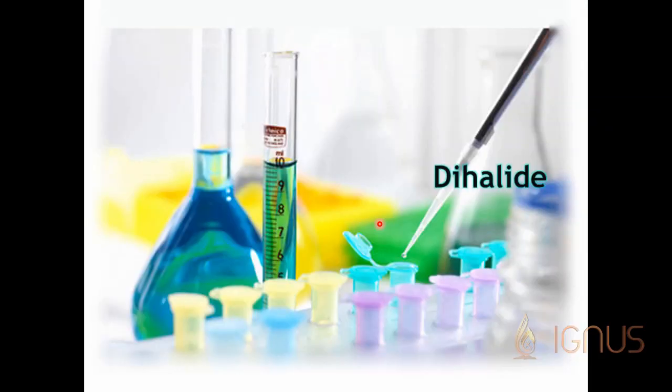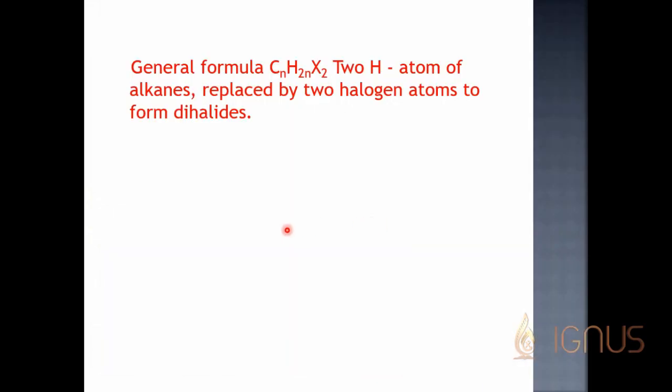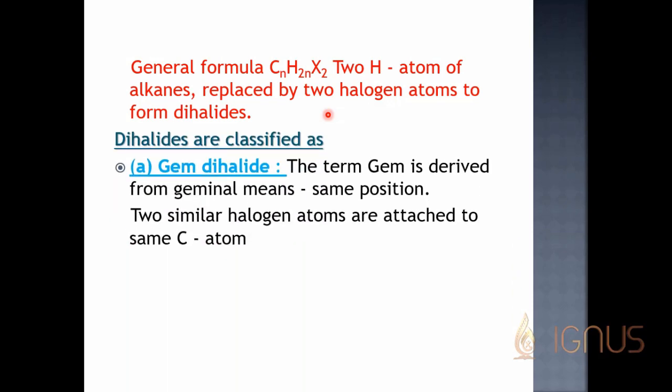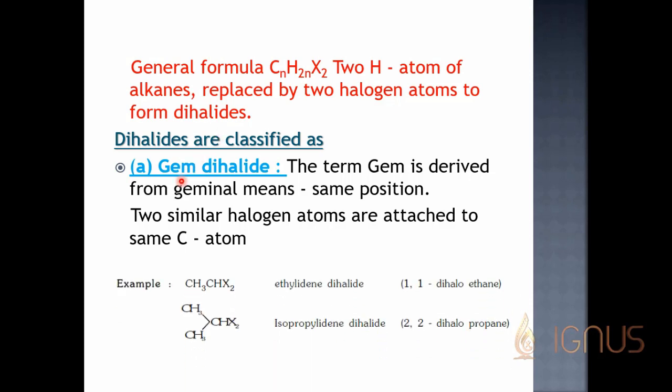Next, let us discuss the dihalides. They have the general formula CnH2nX2. Here, 2 hydrogen atoms of an alkane are replaced by 2 halogen atoms. And again, dihalides are classified as geminal dihalides and vicinal dihalides.